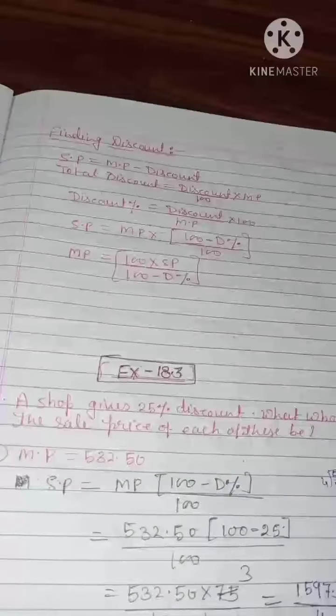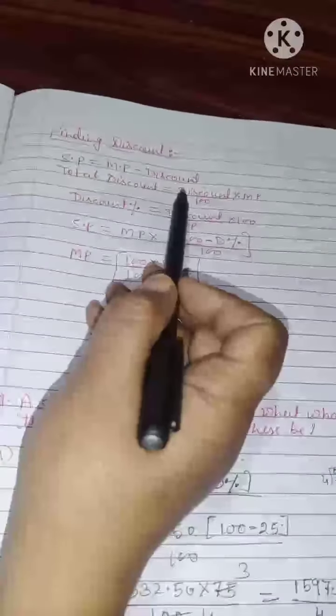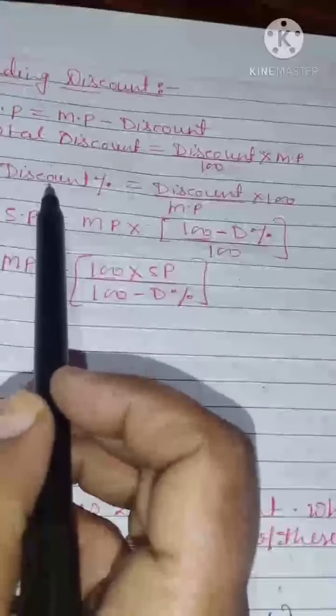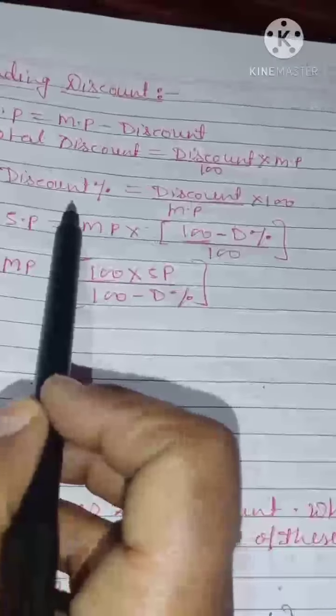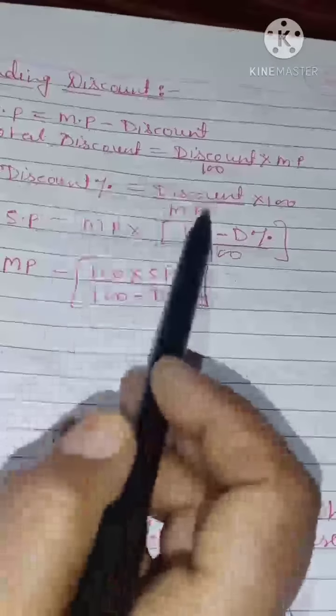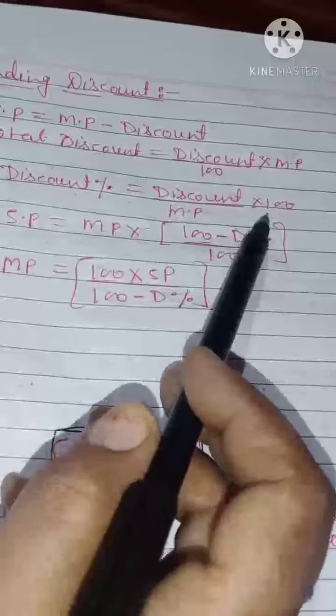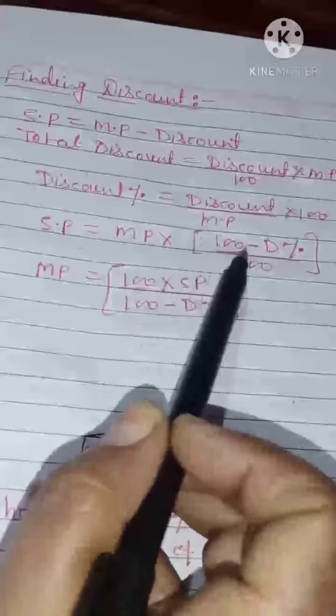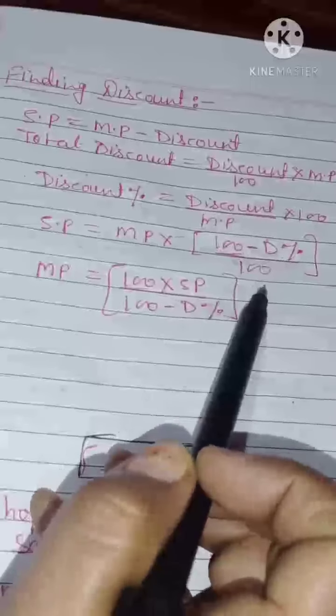Selling price is equal to marked price minus the discount. Total discount is equal to discount upon 100 into marked price. And if we would like to calculate discount percent, the formula is discount upon marked price into 100, and selling price is equal to marked price into 100 minus discount percent upon 100.